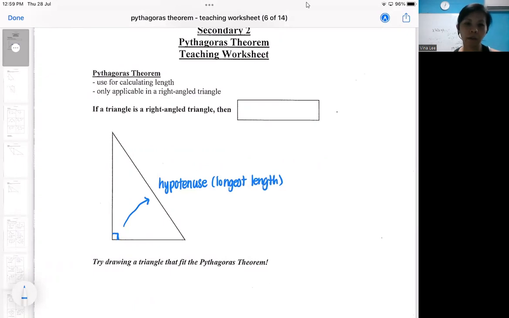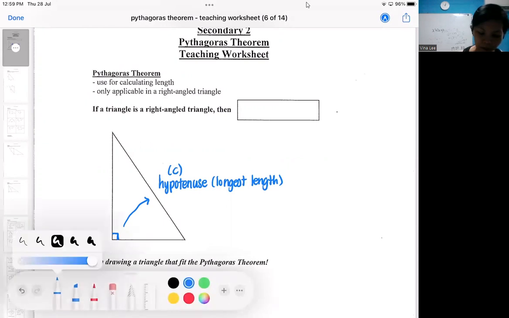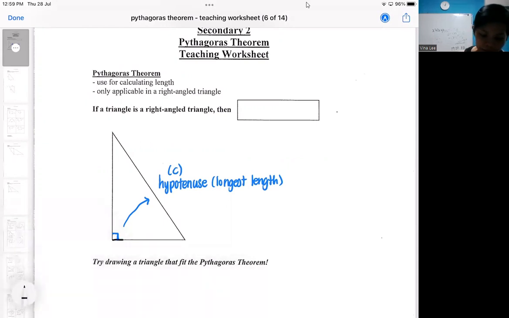In this case, we are going to use the notation alphabet C. It is a must that you let the hypotenuse be C. Later on when we go to trigo, hypotenuse will become H, but it is the same thing. It is the length that's always opposite the 90 degree. Whereas for the other two lengths, it is up to you what you would like to assign. Would you want to assign this as A, or would you want to assign this as B?